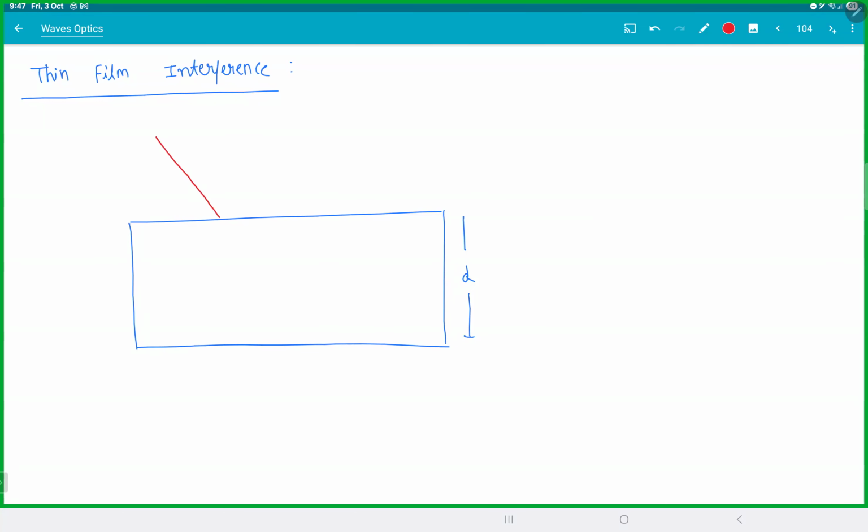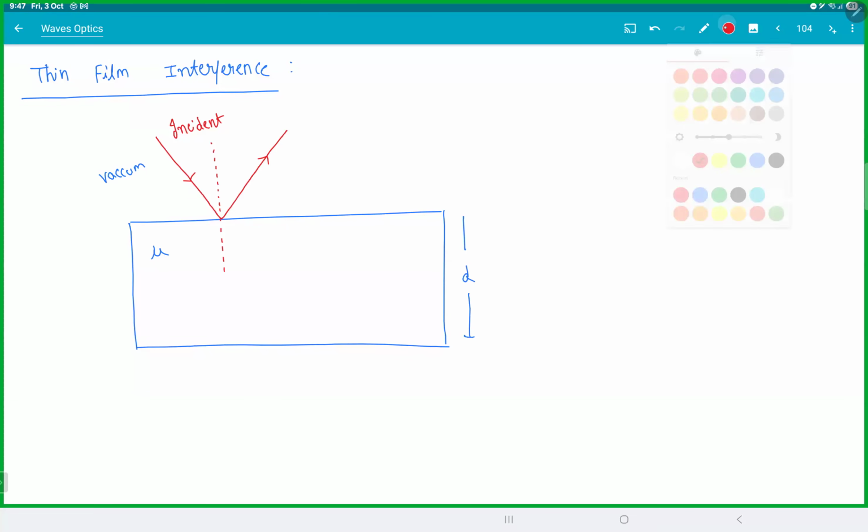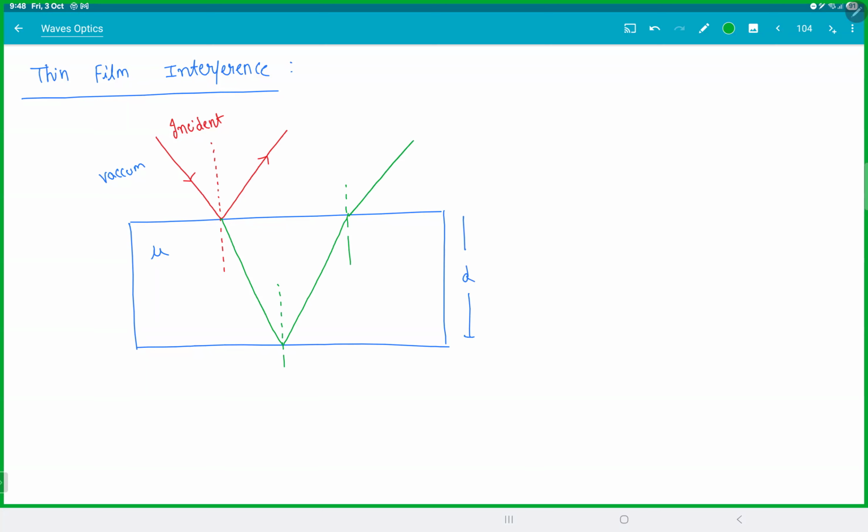You send a light ray. Let this be mu, and let's say outside is vacuum. We'll keep it simple. When the light ray hits an interface, I have shown you this before, you'll always get a reflected ray and a refracted ray. Then we get a ray inside. Again, we get a reflected ray. Then we get a refracted ray. This would bounce again.